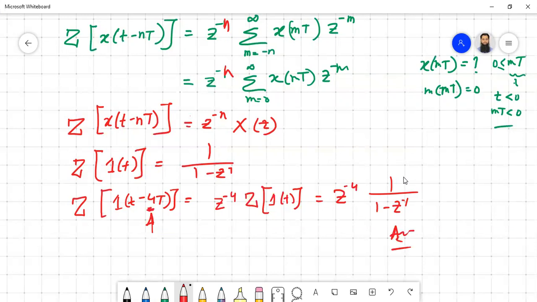So time shifting, basically time delaying, is a lot easier compared to the time advance. Let us now try to derive the time advance thing.